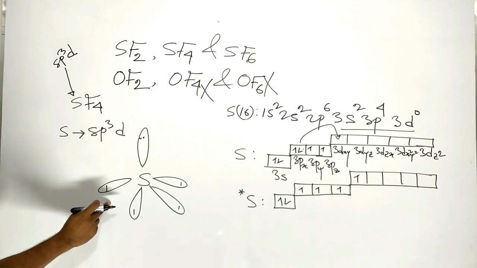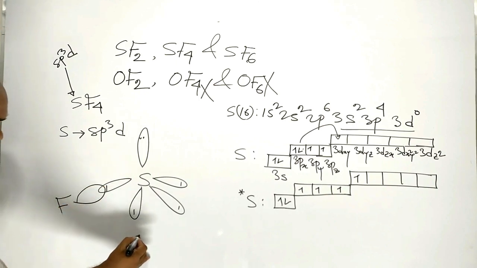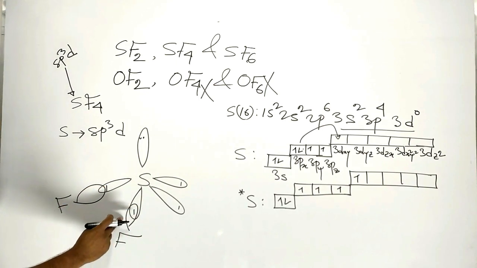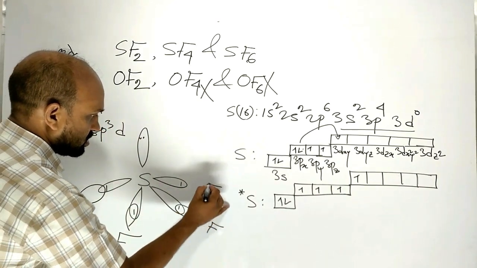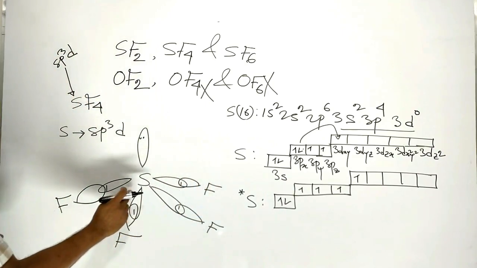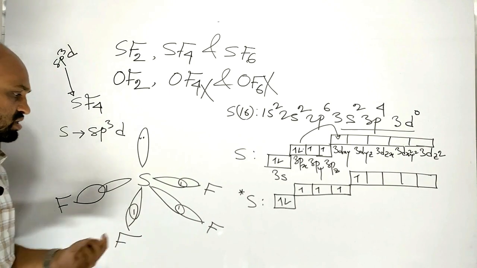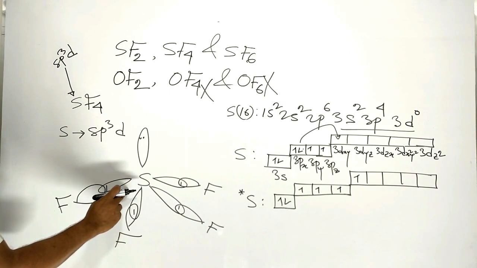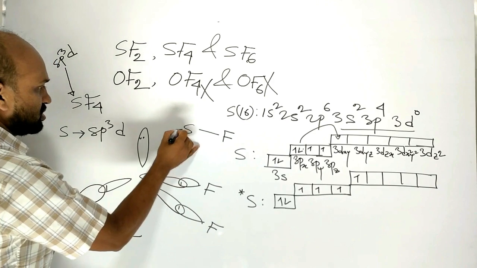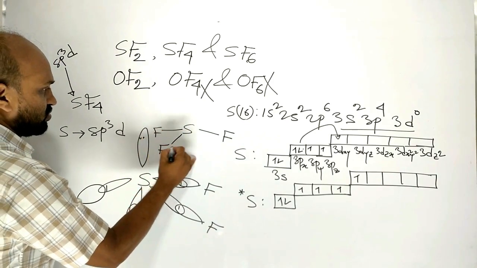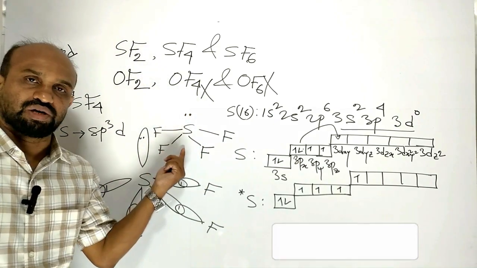With these 4 orbitals, 4 fluorine atoms form sigma bonds with its sp3 orbital. So this is the molecule of sulfur tetrafluoride. Here, this is trigonal bipyramidal shape. Simply we can write sulfur, with fluorine here, fluorine, fluorine, and sulfur contains 1 pair of electrons.